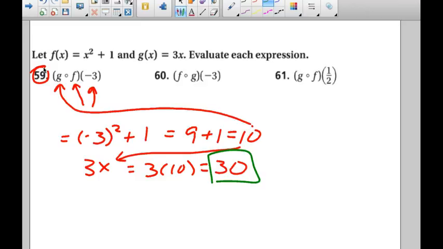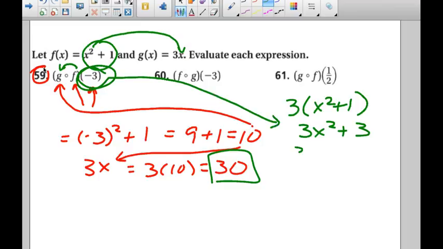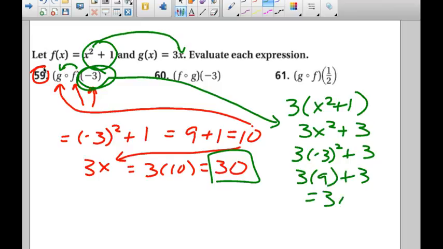Now, the other way to do this problem would be to actually do the composition. So take f and put it into g. Take this and put it right here for x. So 3 times x squared plus 1, that would give us 3x squared plus 3. Now, we are supposed to put negative 3 into this function. So 3 times negative 3 squared plus 3 will be 3 times 9 plus 3, which is again 30. So two different ways to get exactly the same answer.